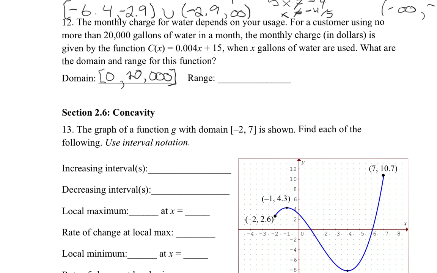Now moving on to the range, it's a little harder to figure out, but what we can do is if we know the smallest possible x value and the largest possible x value, we can just plug these into the function and that will give us our values for the range. So if we do that, we will get 15 for the lower bound and 95 for the upper bound.